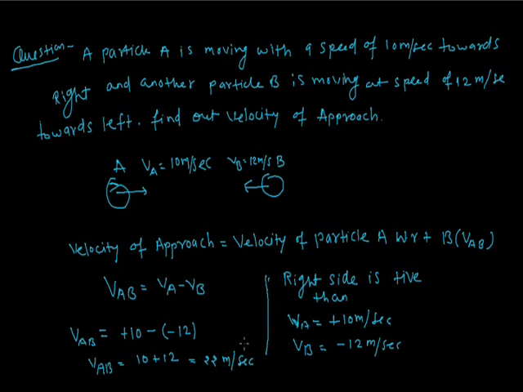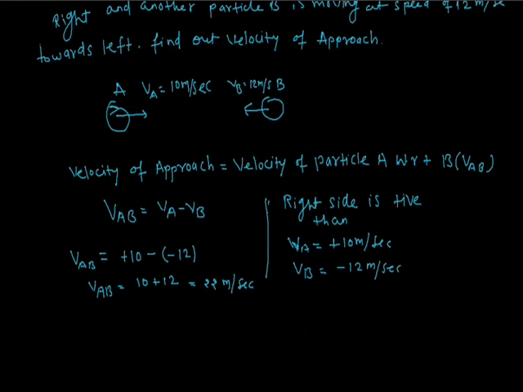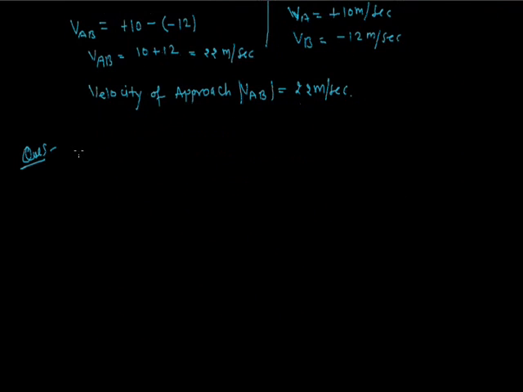That means the velocity of approach VAB is 22 meter per second. Write down the next question.